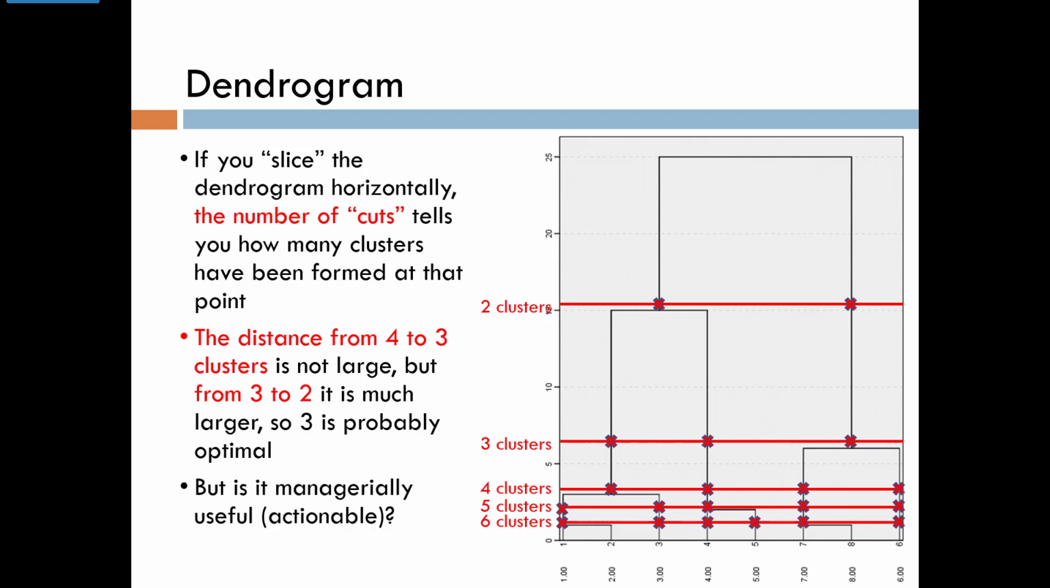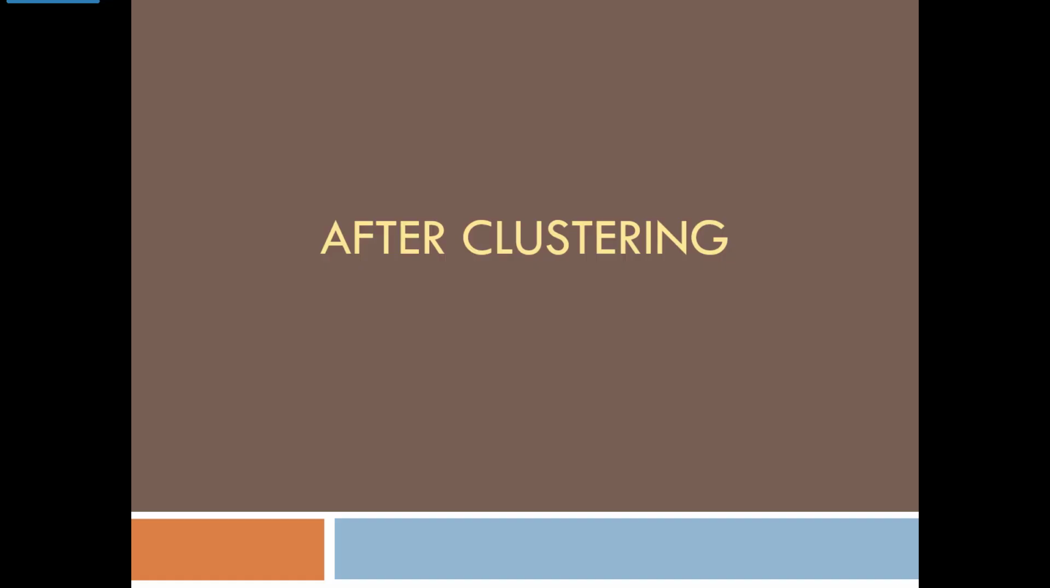But of course, at the end, we always have to ask, is the number of clusters managerially useful? Can management use this information to take some action? It's the same question we asked with k-means clustering as well. In conclusion, we need to consider what happens after you run a cluster analysis and you have formed the optimal number of clusters. What do you do with this information?